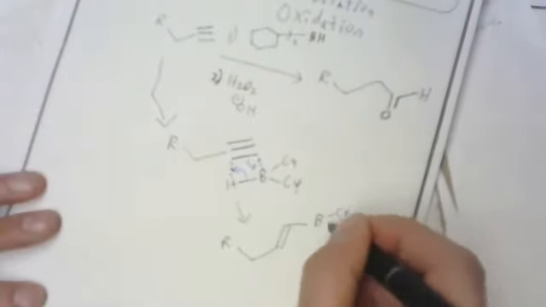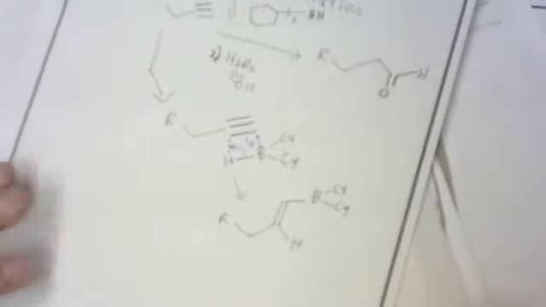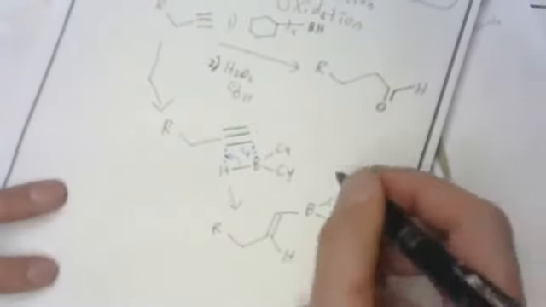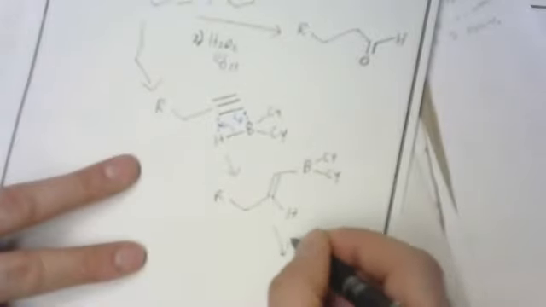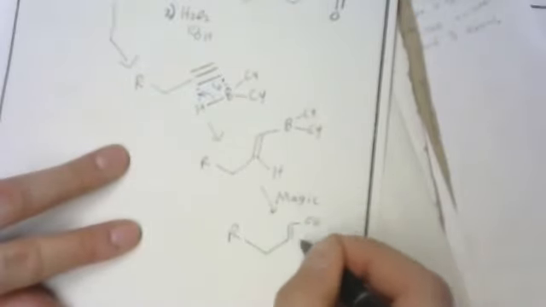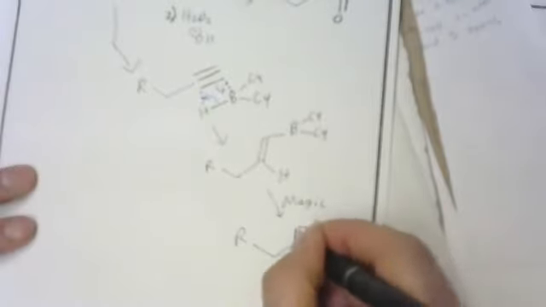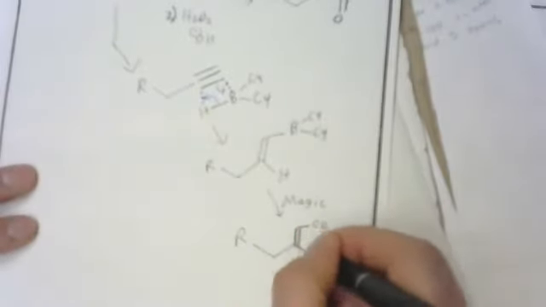B, CY, CY, H, with the boron on there, right? The magic step is basically the H2O2 thing converts this to an alcohol. It's not purely magic, and I actually have a beautiful mechanism for this, but it's just not critical for us. If you want to learn that mechanism, I'll tell you in office hours, all right?